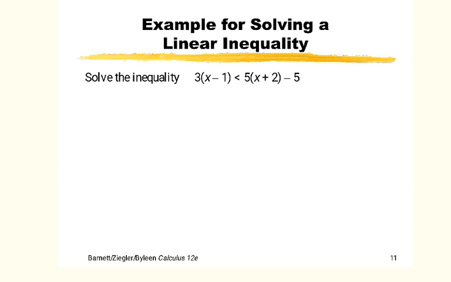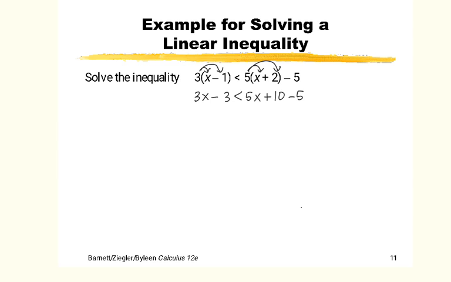Okay, so let's look at an example for solving a linear inequality. To solve this inequality, the first thing we want to do is remove parentheses. So let's distribute the 3. Here we have 3 times the quantity x minus 1, so we have 3 times x minus 3 times 1. It's less than, and here we're going to distribute the 5. We have 5 times x plus 5 times 2. Let's bring down our minus 5.